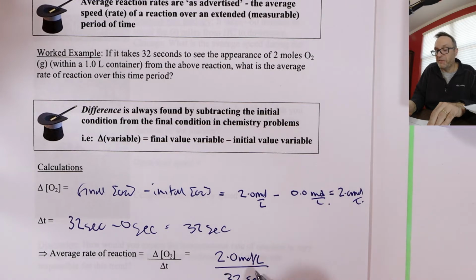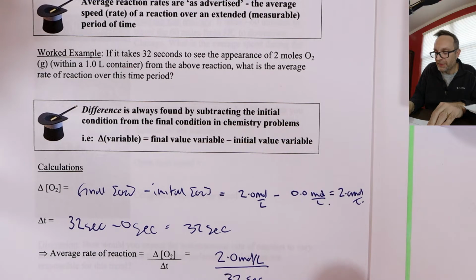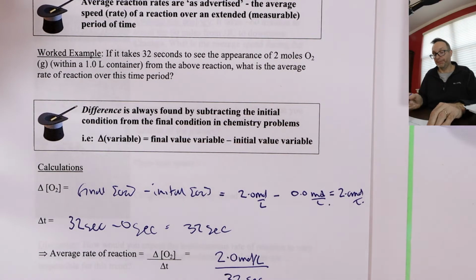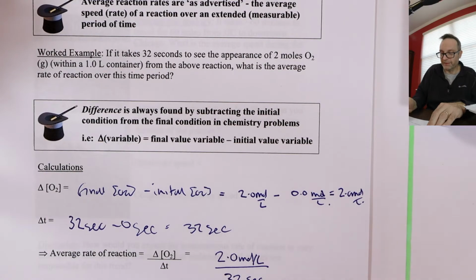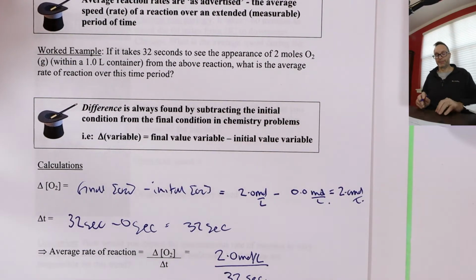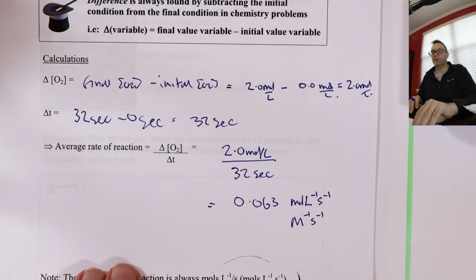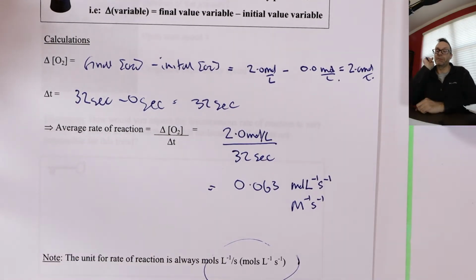0.063. Now careful, interesting, the units of speed for a reaction are always the same: moles per liter per second. So you can write moles per liter per second, or M^-1, s^-1. When you put it to the power of minus 1, it's just 1 divided by. Okay, there it is. So the units of speed will always be moles per liter per second. If they don't cancel out to moles per liter per second, you're not doing the calculation right.